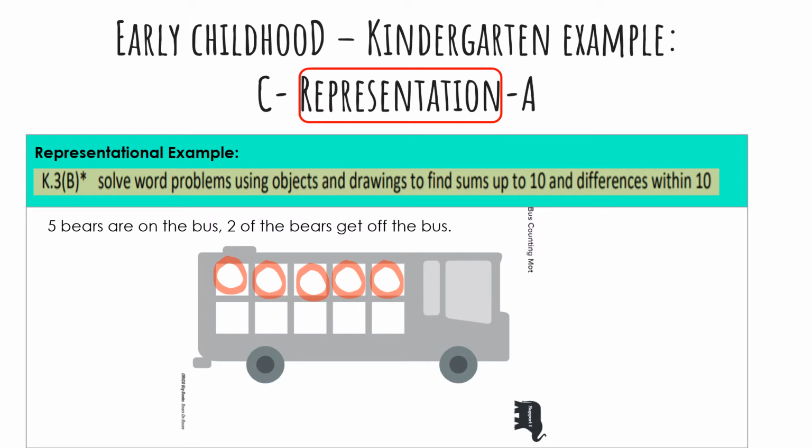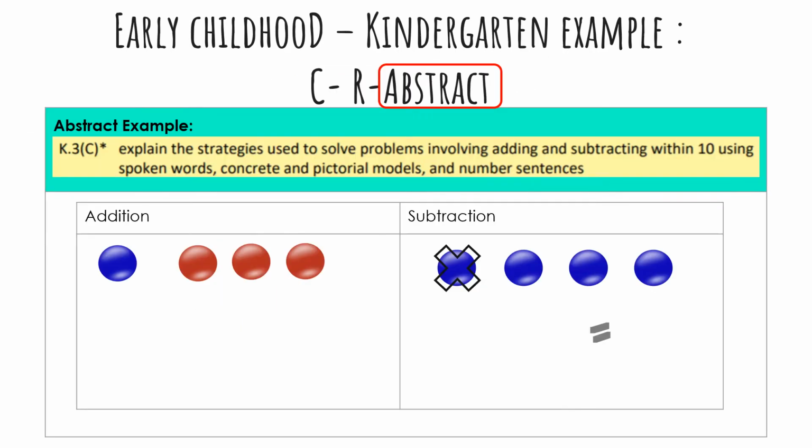So I have a drawing of 5 circles to represent the bears. And now I'm going to represent taking away of the 2 bears that get off the bus by crossing them out. This is a representation example for this standard. Okay, now let's take a look at a kindergarten abstract example.